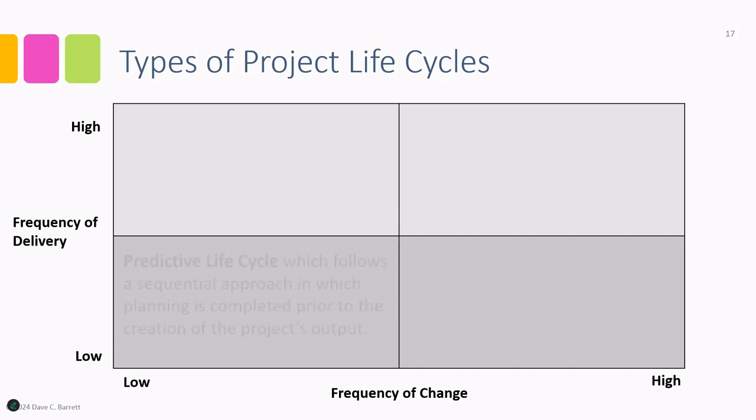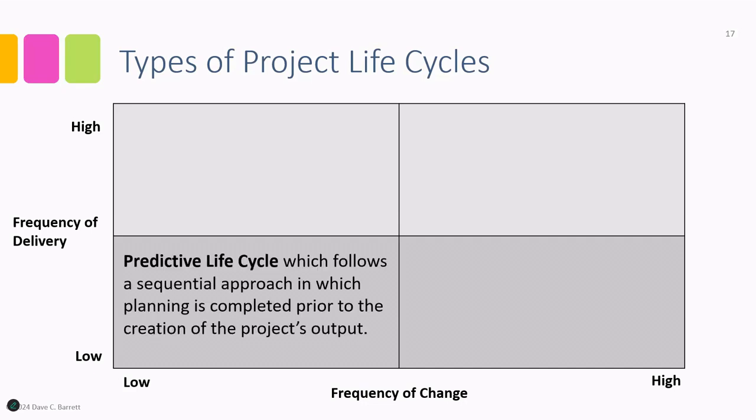For example, a predictive life cycle is one which follows a sequential approach in which the planning is completed prior to the completion of the project's output. And we can see that that's most appropriate and most effective in situations when you have a relatively low frequency of change, likely, and a relatively low frequency of delivery. Waterfall project management uses a predictive life cycle within it.